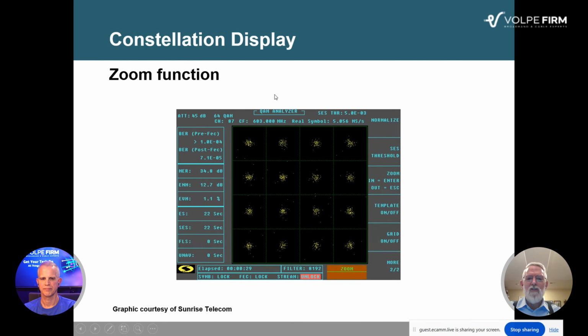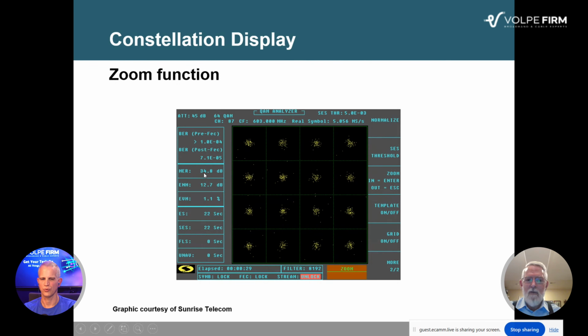All right, here's the zoom function that's available with most instruments that support a Constellation display. This is 64 QAM, but here we're zoomed in on one of the quadrants. It's on the downstream. And this we touched on earlier, where when you start to get some of these symbol points that start to appear just in spots where they shouldn't be appearing, then you start to get pre and post-vec bit errors. So we've got post-vec bit errors, which says we've got packet loss.